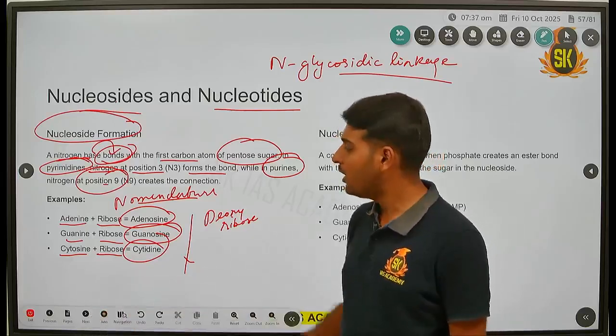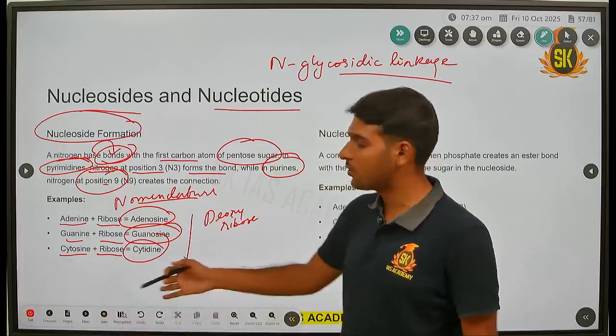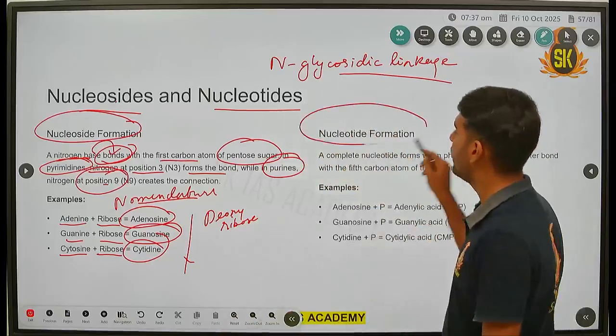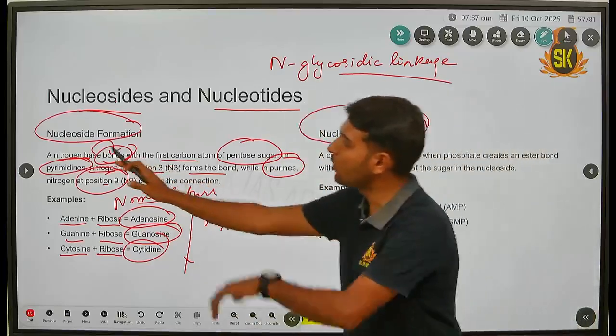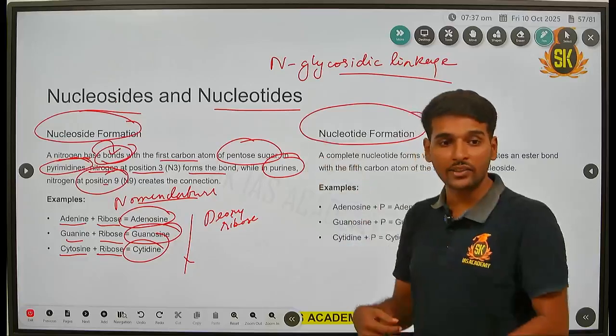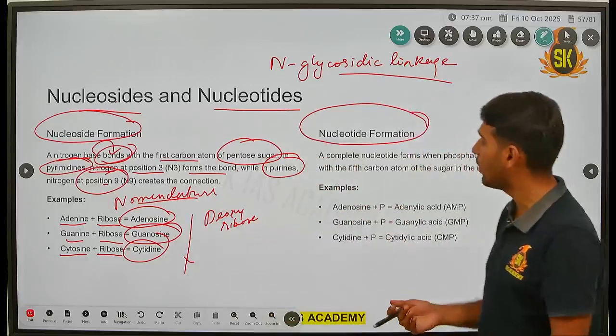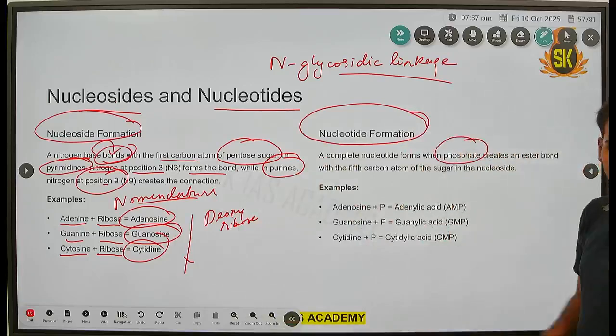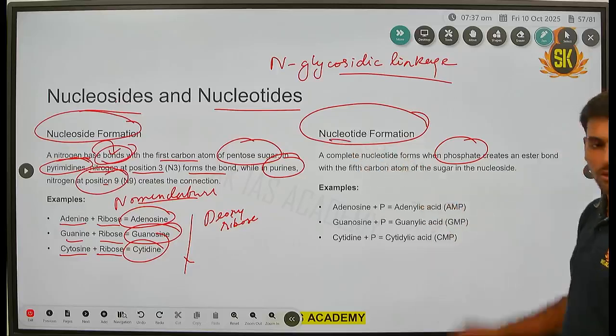Deoxyadenosine, deoxyguanosine, deoxycytidine. Easy. Nucleotide: if the same nucleoside, nitrogen base plus sugar, has one more group attached, that is the phosphate, then it is a nucleotide.